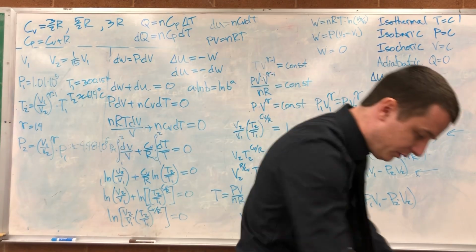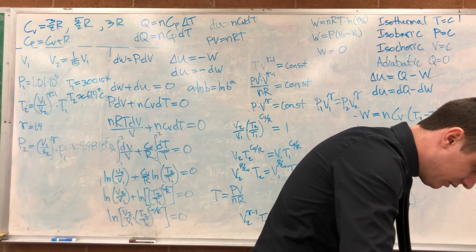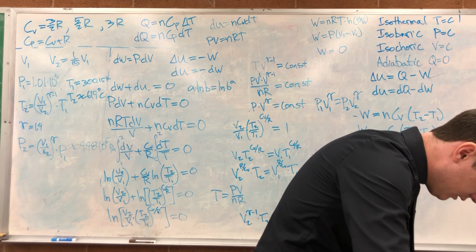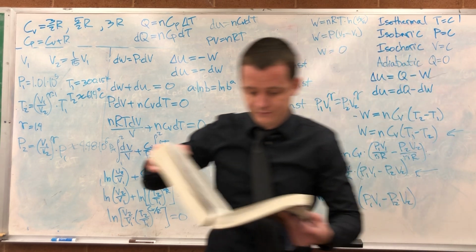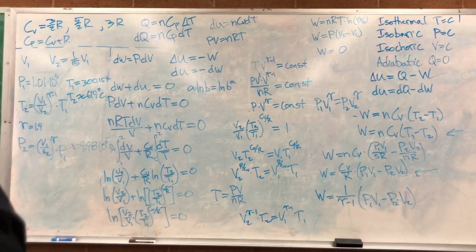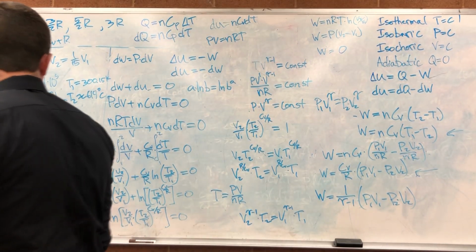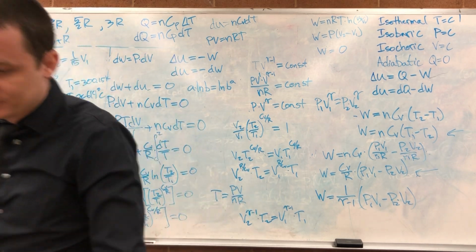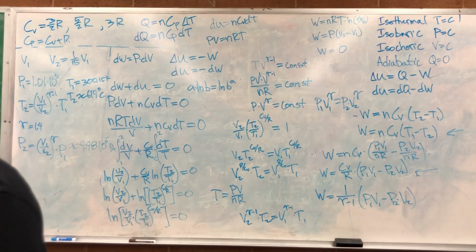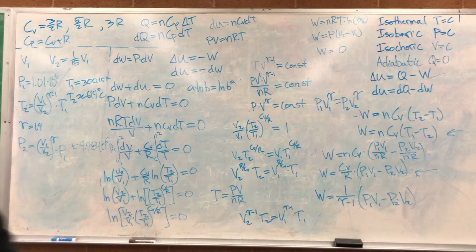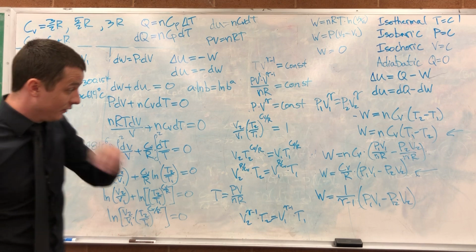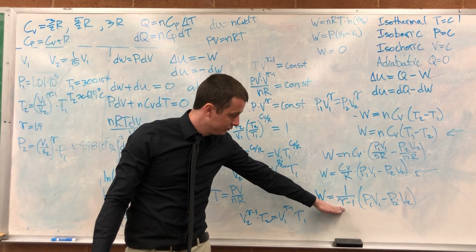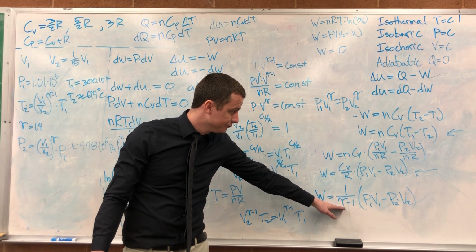And double check that with what they got. 44.8 times 10 to the 5, and we did 4.48 times 10 to the 6. Yeah. Okay, so that's how you calculate that. And then they said, then calculate the work done in this process. Okay, how do we calculate the work? The work, we can use this now.